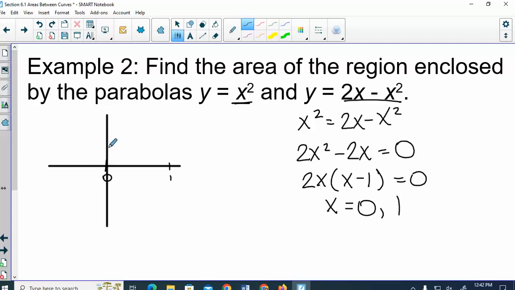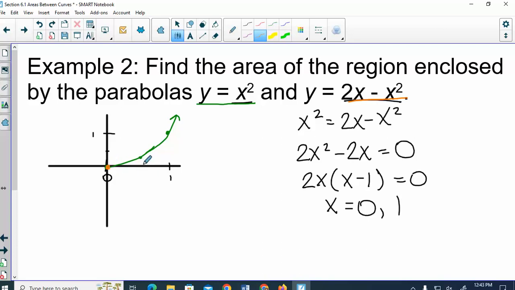All right, so let's figure out what these graphs look like. So if I put in a 0, graph this one first. 0 squared is 0. 1 squared is 1. If you want more points, you could put in 1/2. 1/2 squared is 1/4. You know, parabolas curve up. It's just looking something like this.